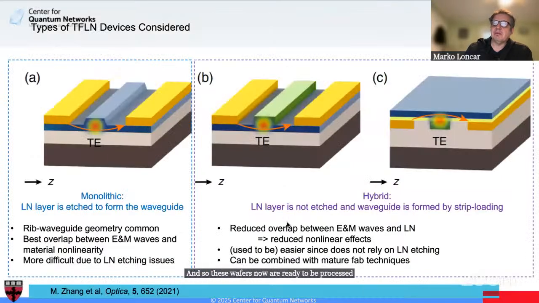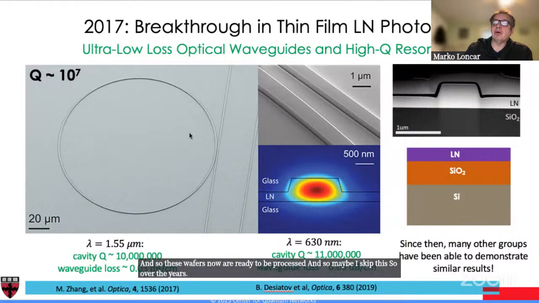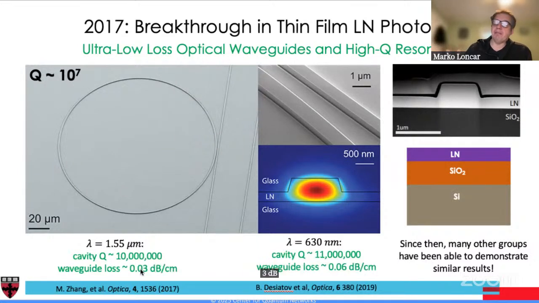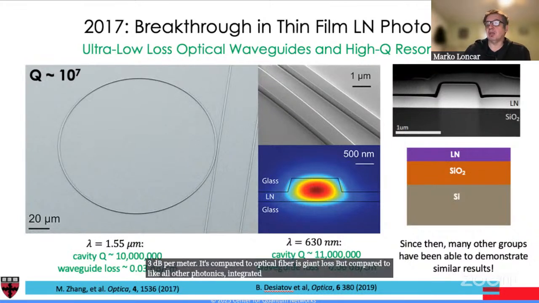And so maybe I'll skip this. Over the years, the community has done a lot of work on optimizing these fabrication processes, which allows us now to make these waveguides in lithium niobate as shown here. They're very, very smooth and have very low loss, 3 dB per meter. Compared to optical fiber that's a giant loss, but compared to all other integrated photonics platforms, it's actually pretty good. Maybe a factor of 10 away from the most promising one, which is ultra thin silicon nitride, but that one is passive, it doesn't have any active components.